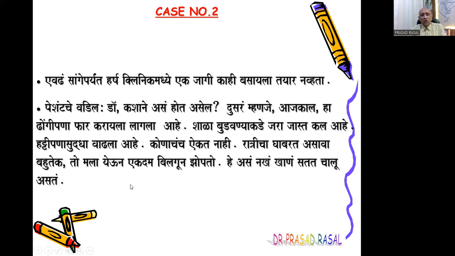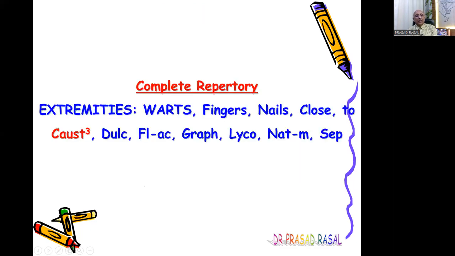So this is what I have just repertorized. When we think about the warts, the first word that comes to our mind is that it is a psychotic miasm. So for the remedy, we think about all the psychotic remedies. But this time, with this state, when the patient was brought to me, I saw this rubric: extremities, warts, finger, nails, close to: causticum, dulcamara, fluoric acid, graphites, lyco, natrum muriaticum, sepia.